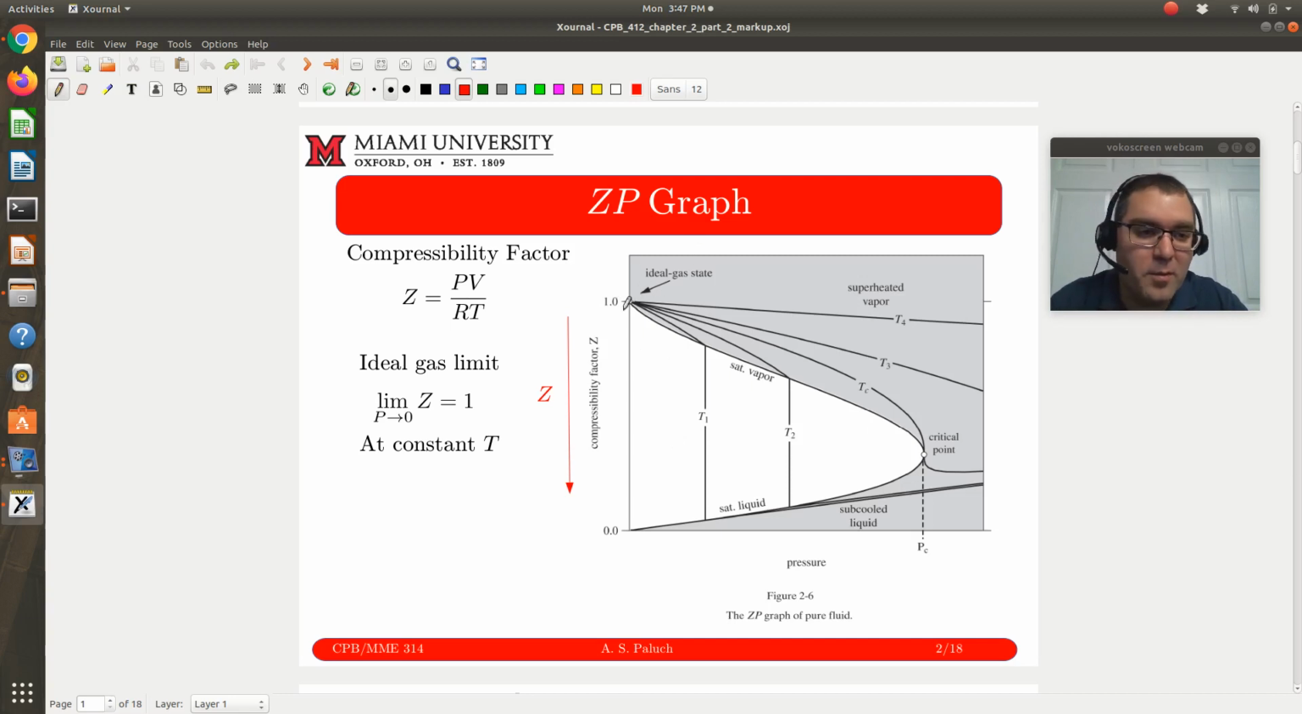Right, with 1 corresponding to that ideal gas state. Okay, so Z is dimensionless. In general, it's bound between 0 and 1. So it has some nice finite range compared to, say, just thinking about volume.